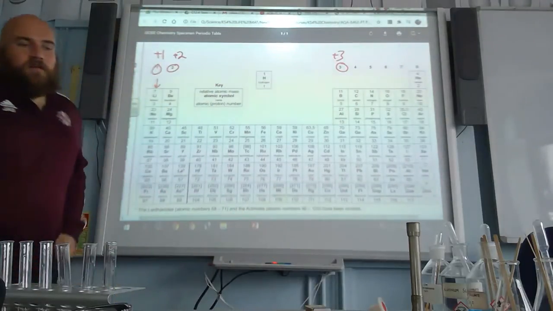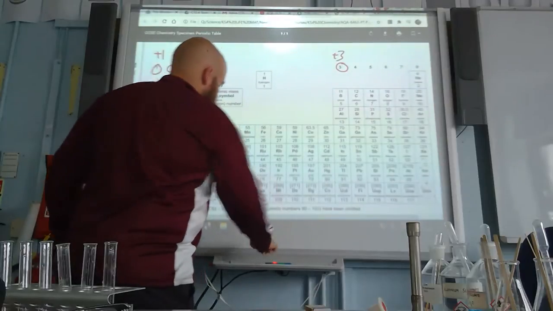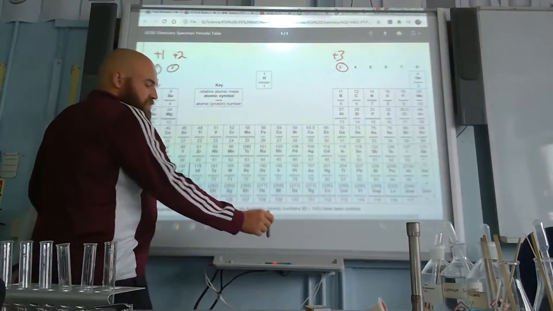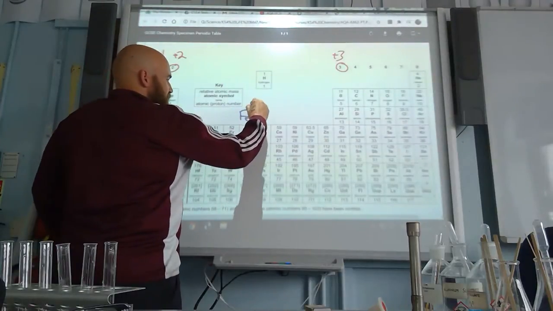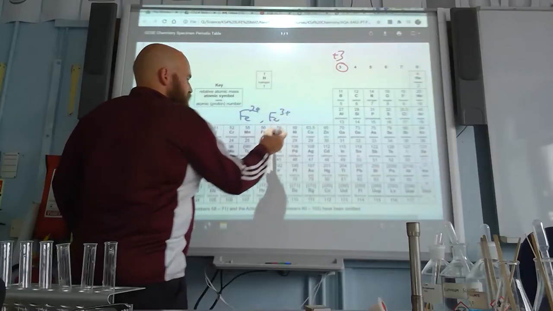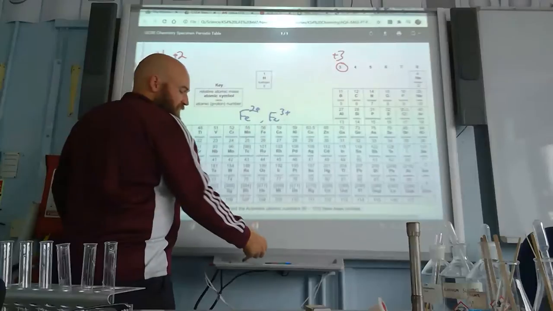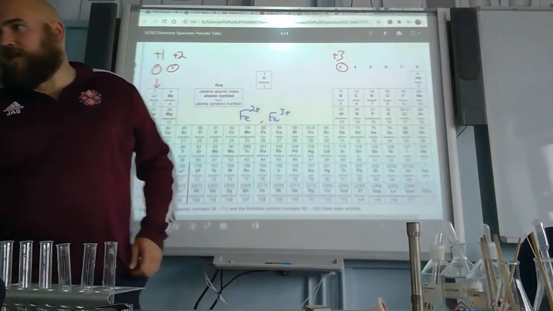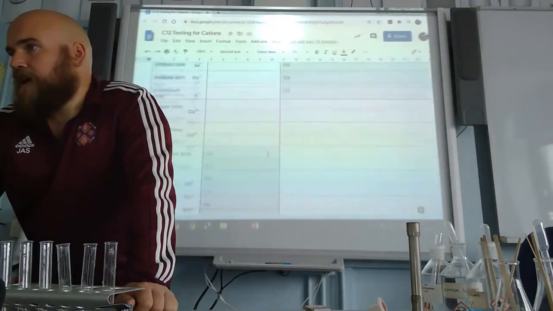There are a couple of others we're going to look at as well, like the transition metal ions. Iron, for example, because it's a transition metal, can have multiple ions. So we're actually going to be looking at Fe2+ and Fe3+. In one of the compounds, the ion has lost two electrons, and in the other one, it has lost three electrons. So let's go back to your summary sheet and have a look there.